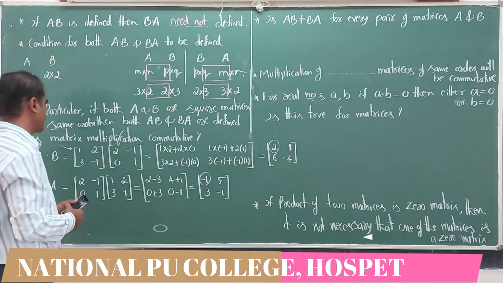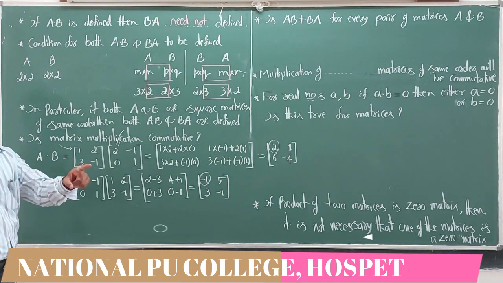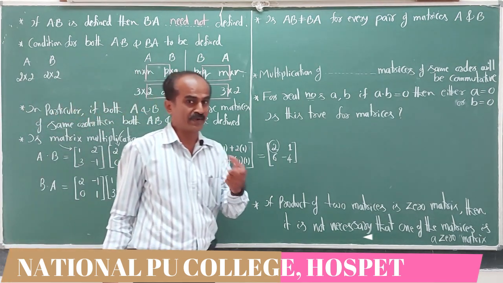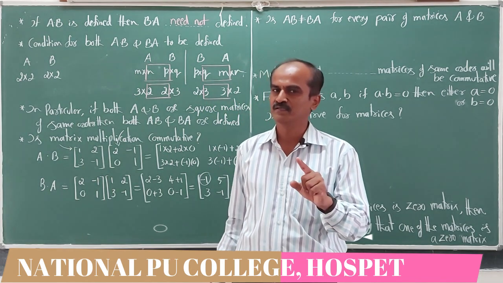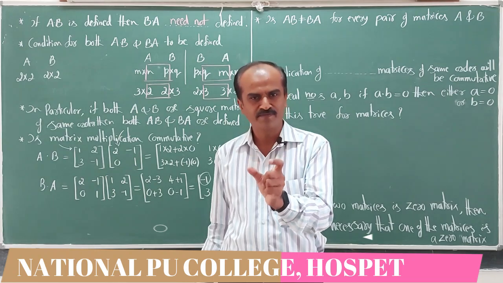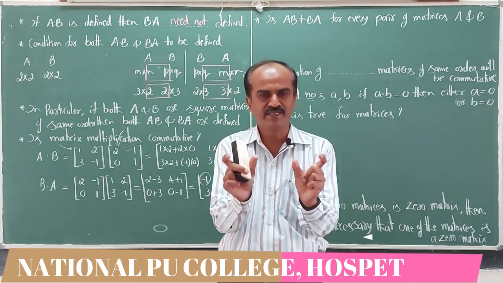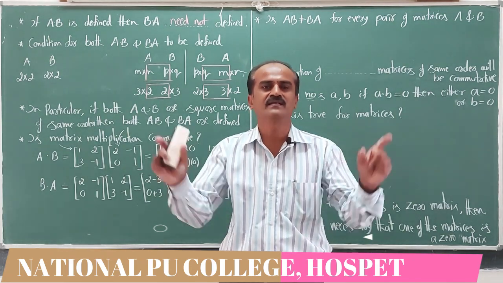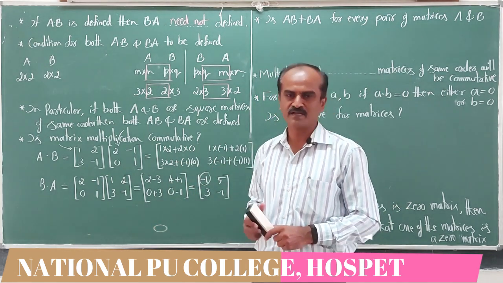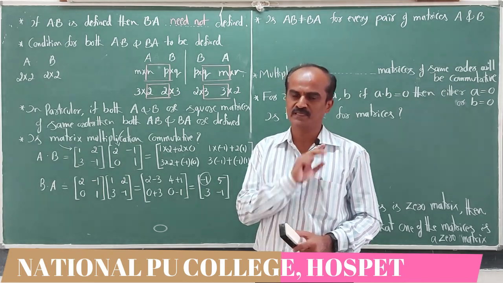Therefore, you remember, matrix multiplication is not commutative. That is the point you have to remember. Addition of matrix is commutative, but multiplication of matrix is not commutative. That is, if AB, BA both are defined, then AB and BA cannot end with same matrix always. AB not always equal to BA.